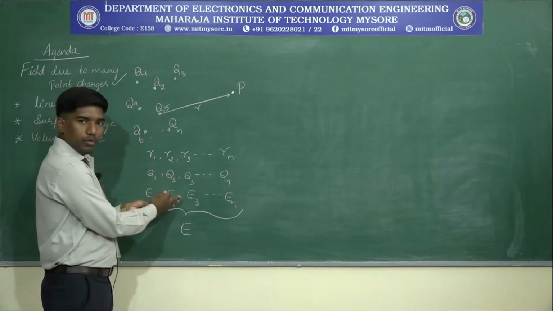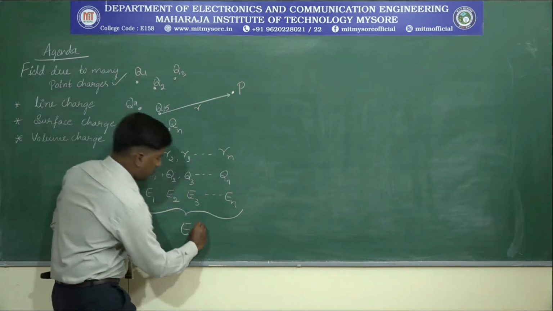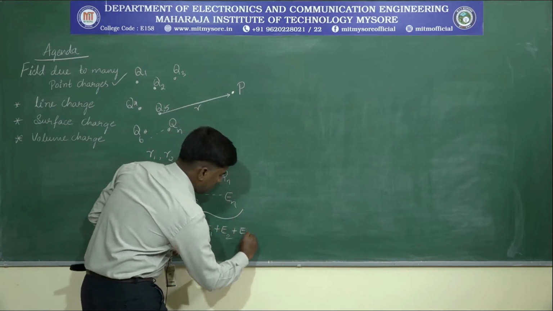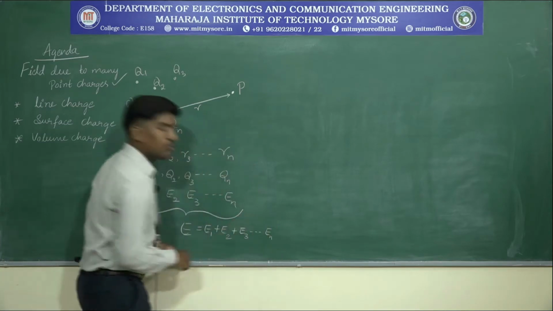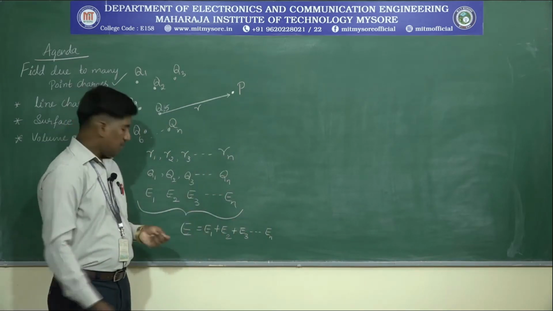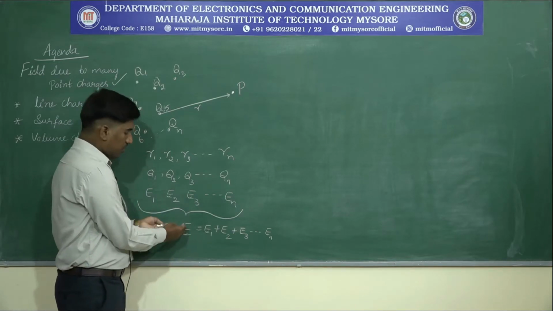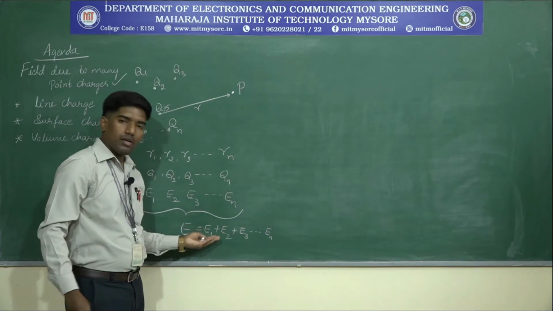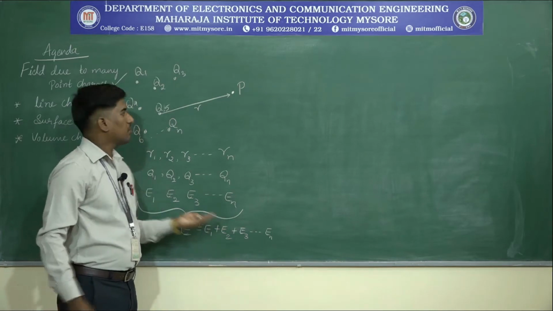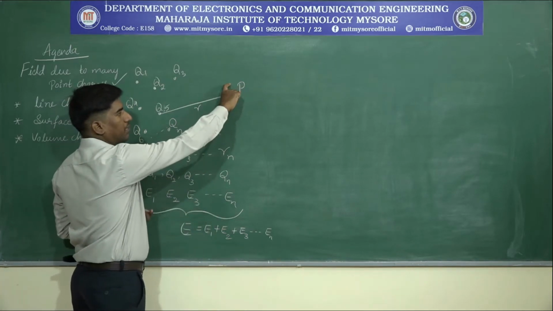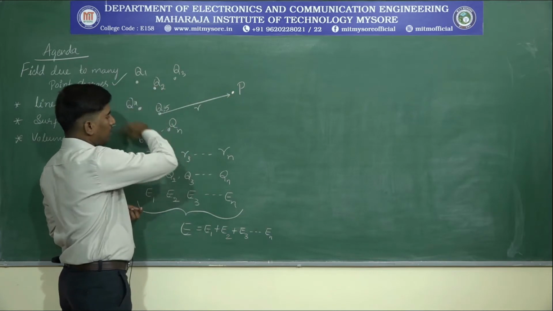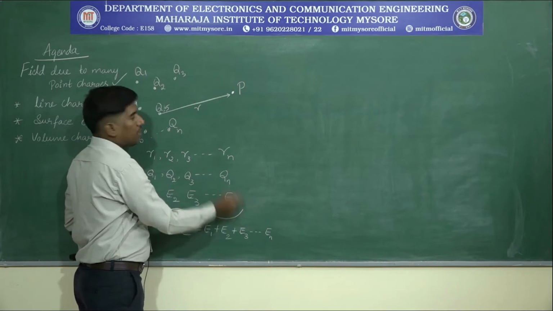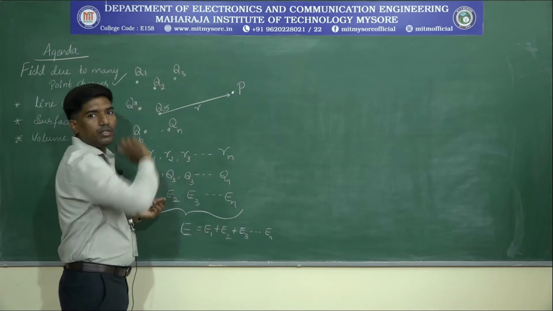According to the superposition principle, E is equal to E1 plus E2 plus E3, and so on up to En. This is what the superposition principle says. The overall response of the system is equal to the sum of the individual responses. So the overall electric field intensity at point P due to all the point charges is equal to the sum of the electric field intensities contributed by each point source.